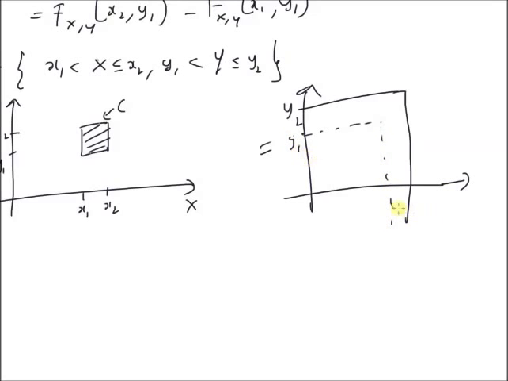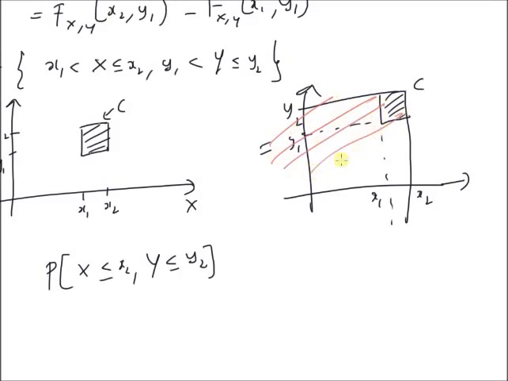This is y1 and this is x1 and this is x2. So we can calculate the probability of event C as the difference between this total area, which is represented by the probability of x less than x2 and y less than or equal to y2, that is the total area represented by red. The total area under the shade red, that is this probability, minus the area represented by blue. This region. And also we have to subtract the events A and B.